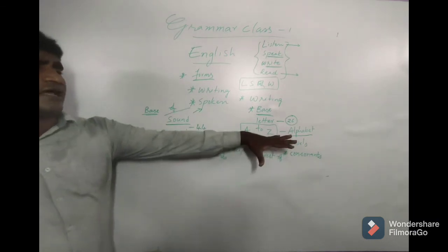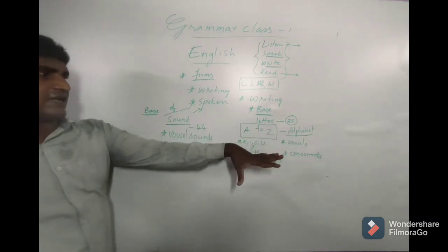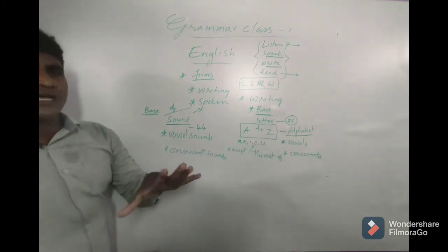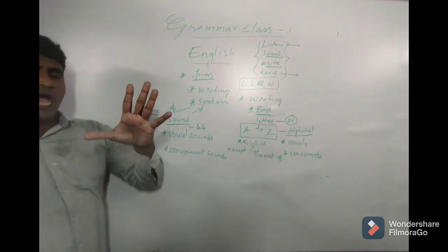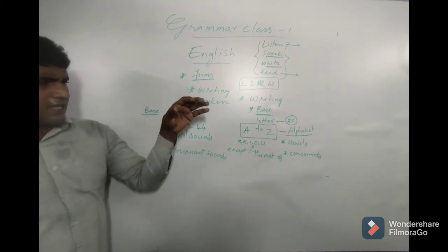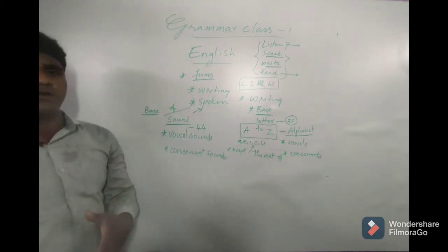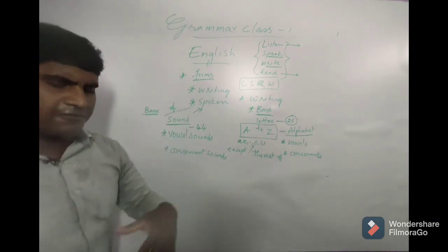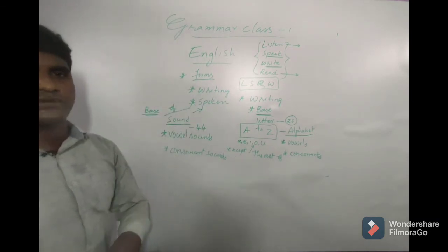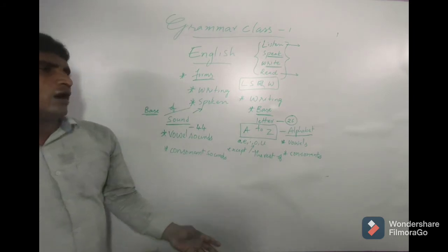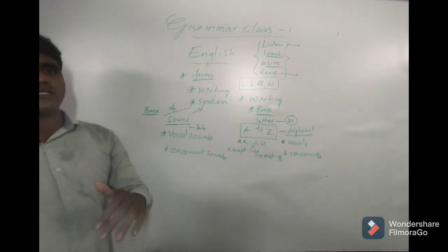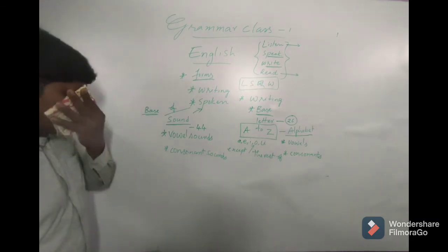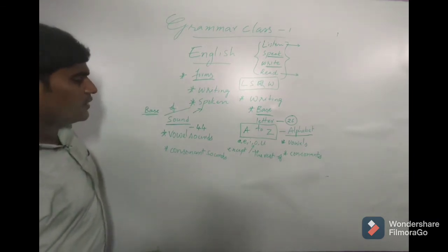As for the letters, as we have 26 letters, we understood only A, E, I, O, U as vowels. All vowel letters are only 5. Just accept the 5 letters, and the rest are 21 letters. If we want to go for further classification, there are other types. Now it is not required at all. When you come across such a situation, definitely you will learn those things well.